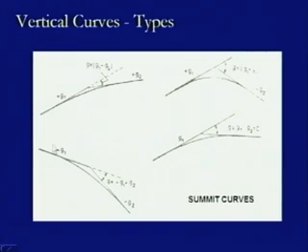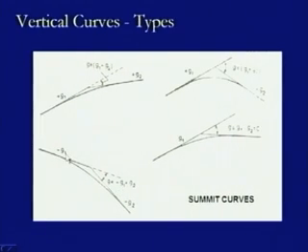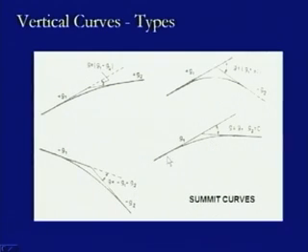Then there is another condition where both the gradients are downgrades. So, this is minus g1 and this is minus g2, and again a curve is there so as to omit the kink, and the deflection angle will be minus g1 minus minus g2, which means plus g2. And here we have one gradient which is an upgrade, but the other gradient is horizontal. So, when the horizontal is provided, the gradient here will be 0, and in this case the deflection will be equal to the gradient of the previous case, that is g is equal to g1. So, these are the different conditions of summit curves.